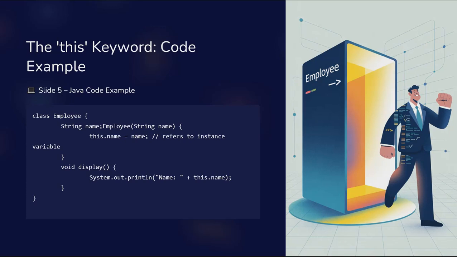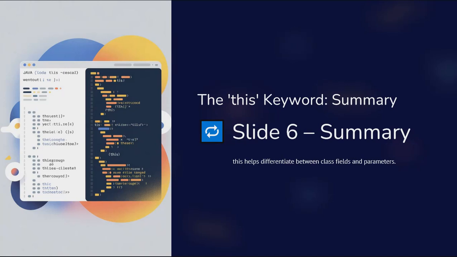So you can see that one example here: one employee class, string name variable, employee, one parameterized constructor. The value coming from the parameterized constructor is given to the class variable name using the this keyword. Then after that, one display method, and in that display method we have printed the name using the this keyword because this belongs to the class only. So this helps differentiate between class fields and parameters.